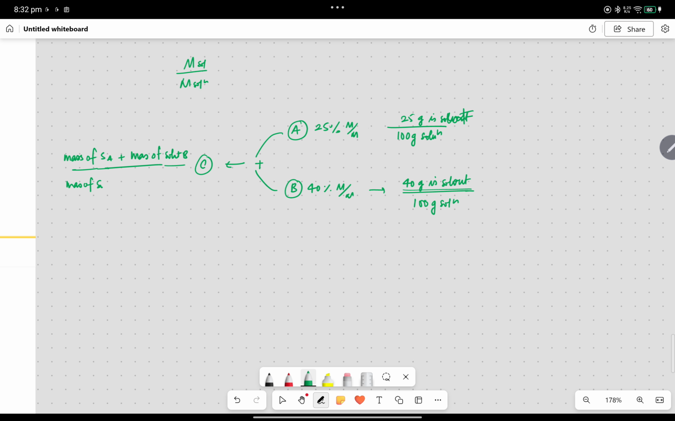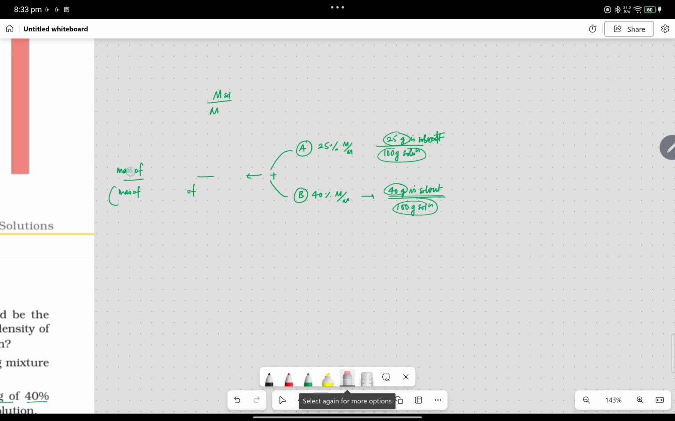So for the total mass, we have total mass of solution 1 plus total mass of solution 2, that is solution A and solution B, right? So that is going to be the total mass that we are going to get at last, right? And how are you going to get this? This is simple. This is 100 plus 100, right? And mass of solute A is 25 and mass of solute B is 40 gram, right? Simple. So once you do that, you are going to get your answer, right?